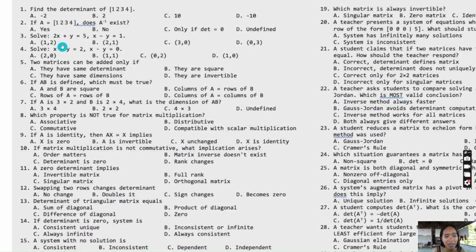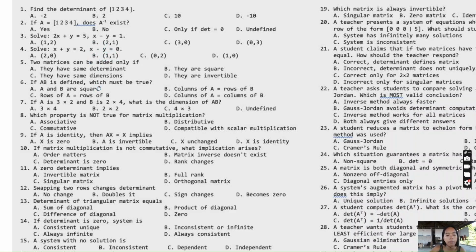By the way, we are using the substitution method, which is really easier. We substitute the 2, and that would lead us to y, which is equal to 1. So that's why our answer is 2, 1.